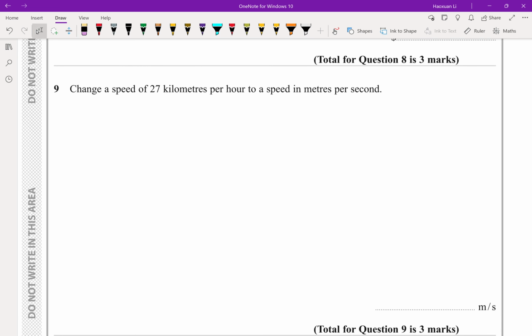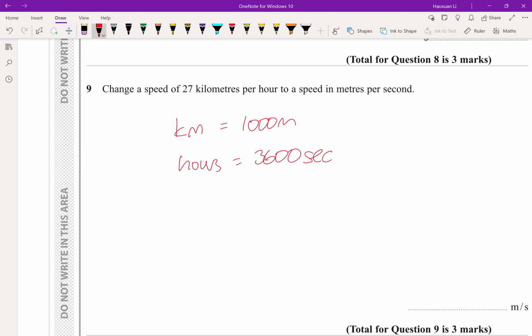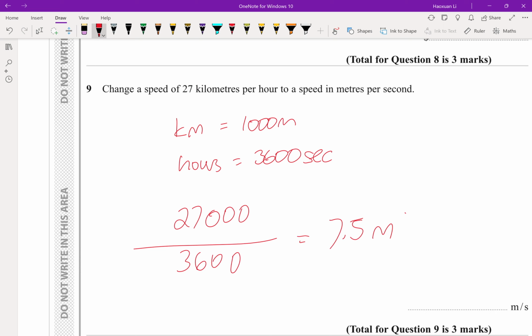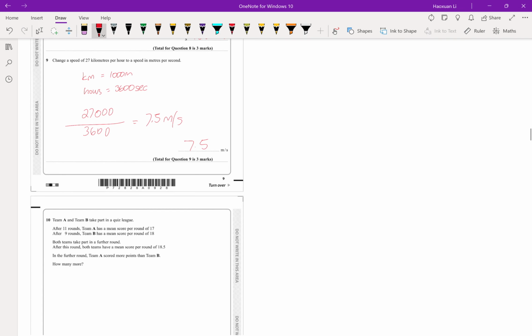Change the speed of 27 kilometers per hour to speed in meters per second. So 27 kilometers to meters will be 27,000 meters. In an hour you will have 3600 seconds. So therefore 27,000 divided by 3600 will give you 7.5 meters per second. Here will be 7.5.